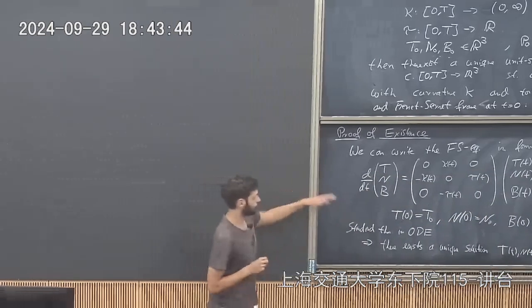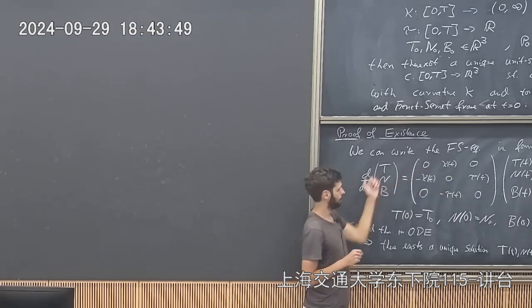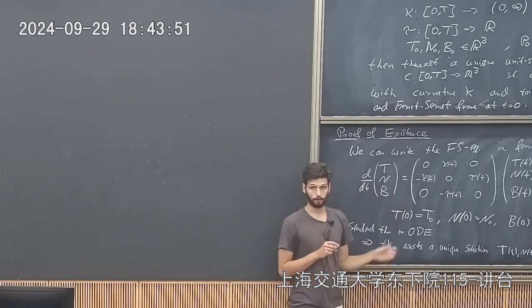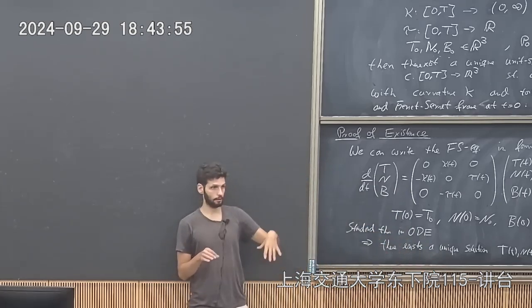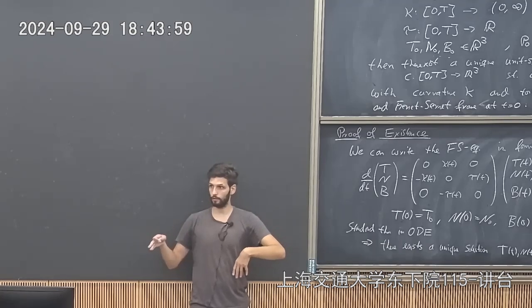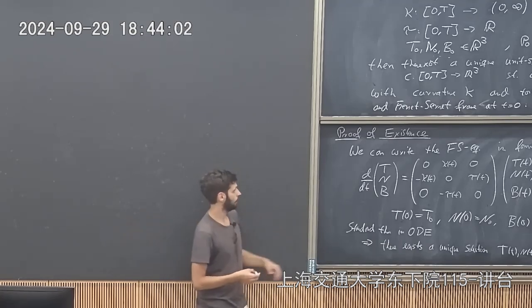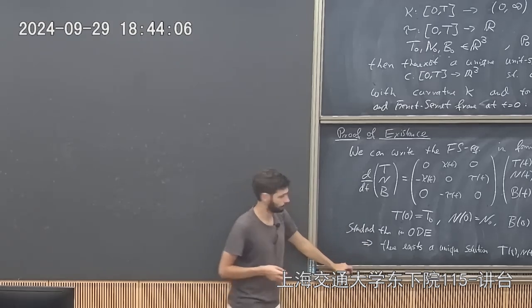So again, the logic here is we have kappa and tau, so we define that equation and then define T, N, and B as the solution of these equations. What we have not shown yet is that these are an orthogonal frame for all times and that there's a curve for that. That will be the second part. But we have at least T, N, and B by this standard theorem from ODEs.